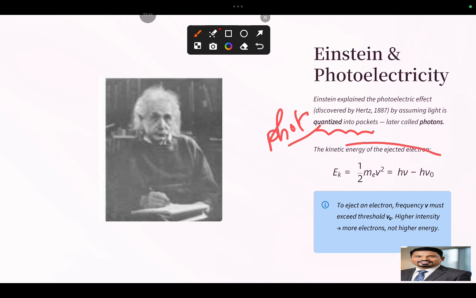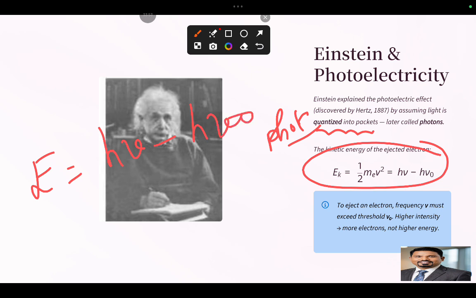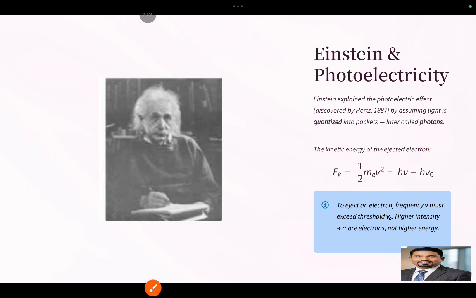He gave a relation E equal to h nu minus h nu naught, where E is nothing but 1 by 2 mv square, equal to h nu minus h nu naught. To eject an electron, the frequency nu must exceed the threshold frequency. Higher intensity means more electrons, but ejection depends on frequency, and that frequency we call the threshold frequency.